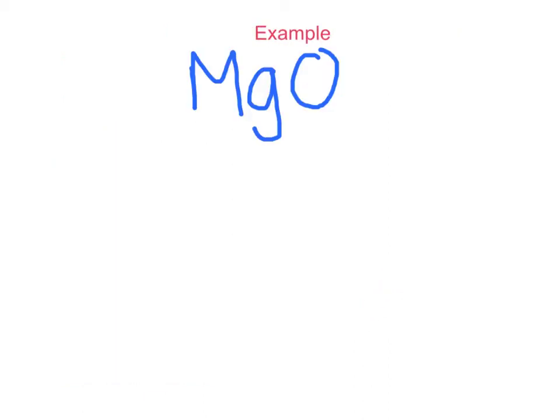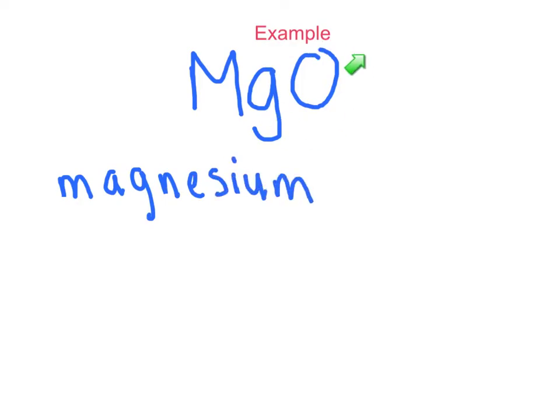So I'm going to do an example here for you. If I had the chemical formula MgO, I would take this binary compound and I would write the full name of the metal. So the full name of the metal is magnesium. And then the second rule tells me that I need to take the root of the nonmetal. So the root of the nonmetal is ox, and then I add the suffix IDE. So the name of that compound is magnesium oxide.